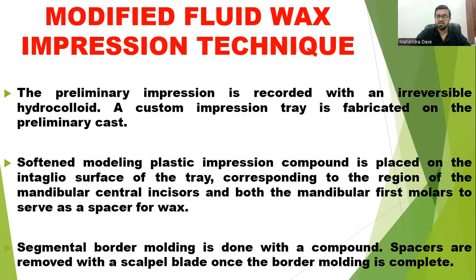Softened modeling plastic impression compound is placed on the intaglio surface of the tray corresponding to the region of the mandibular central incisors and both mandibular first molars to serve as a spacer for the wax. A segmental border molding procedure is done with a compound. Spacers are removed with a scalpel blade once the border molding is complete.